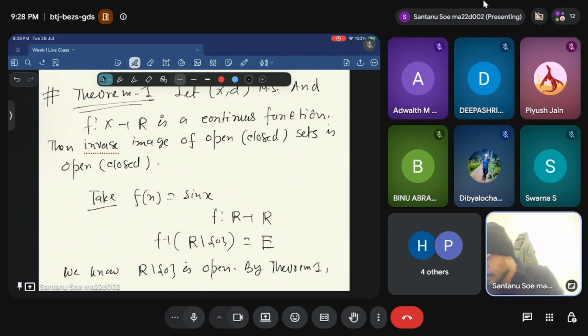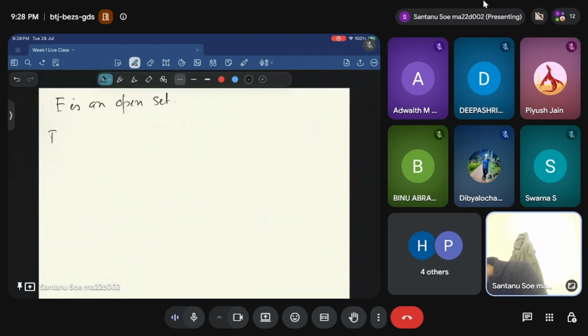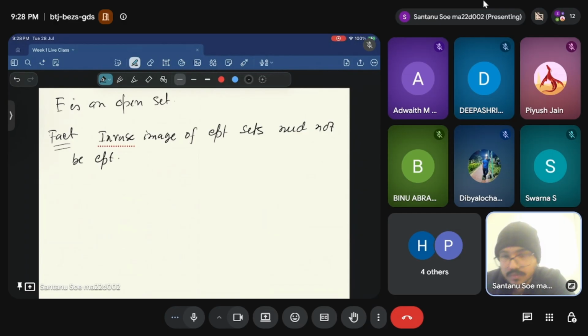Okay, so I'll be writing as a fact here that the inverse image of a compact set need not be compact. But if you take the image under continuity, then the image will be compact. So that means compactness is preserved by continuity, but not by the inverse of the function.